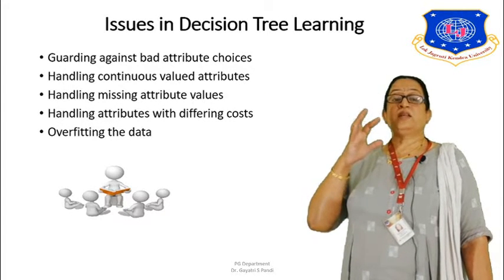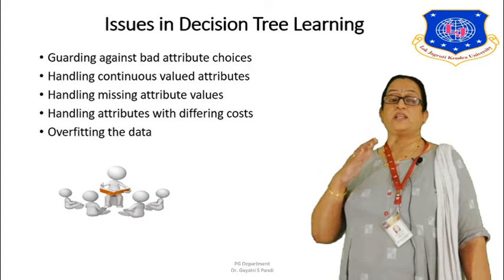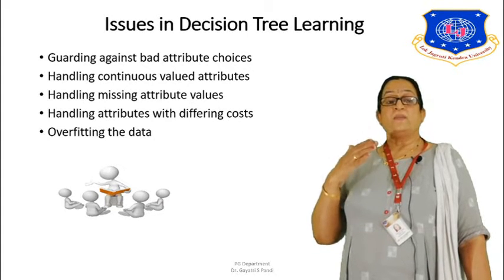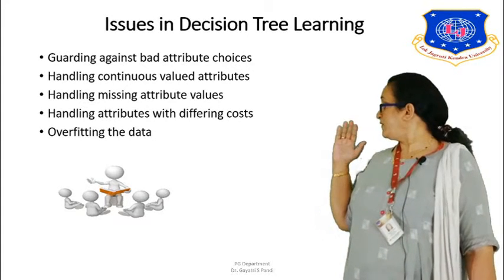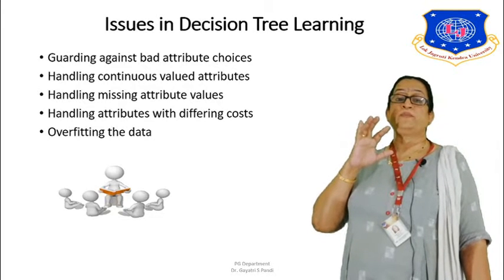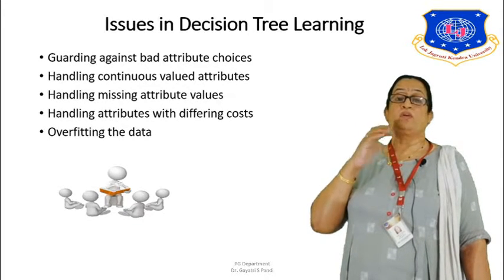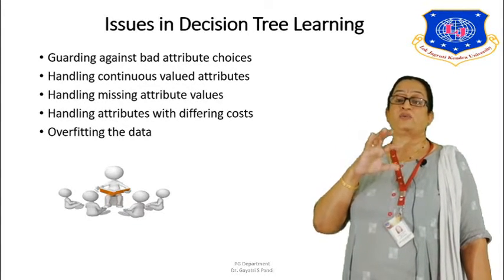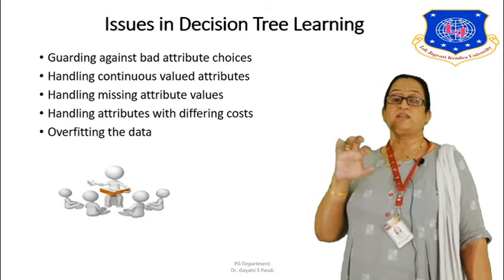Now, there are certain issues related to decision tree. Firstly, you have to guard against the bad attribute choices. Whenever you select the attributes, you have to be aware that it will give you good results. Else, if you select bad attributes, maybe it will affect the tree structure that is drawn.